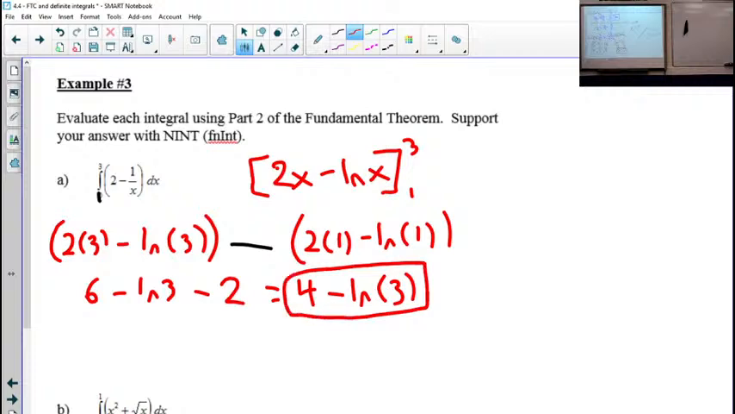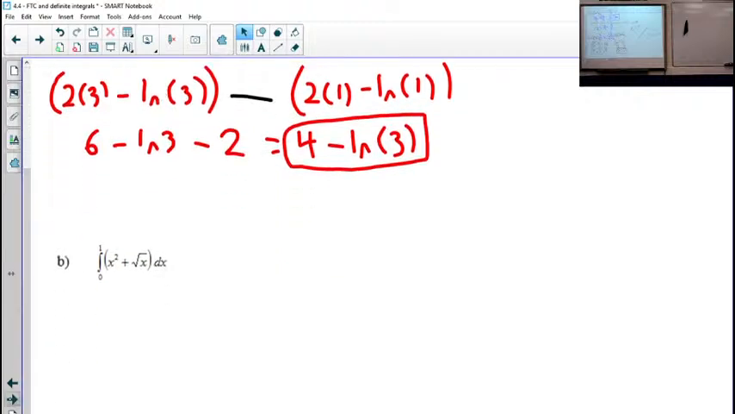So plug in at my top minus plug in at the bottom. That's going to be the process. Let's go through another one. We're going from 0 to 1 this time.